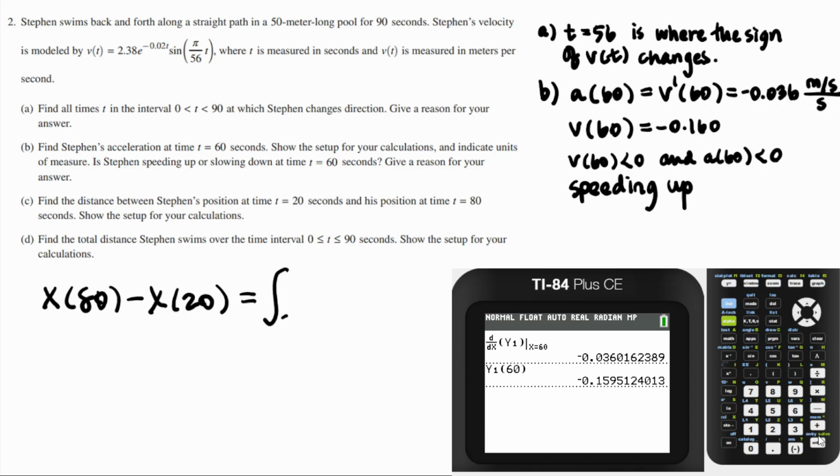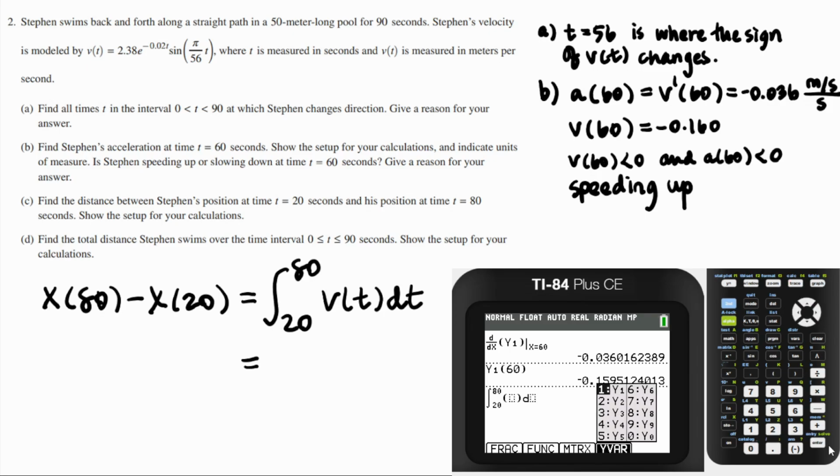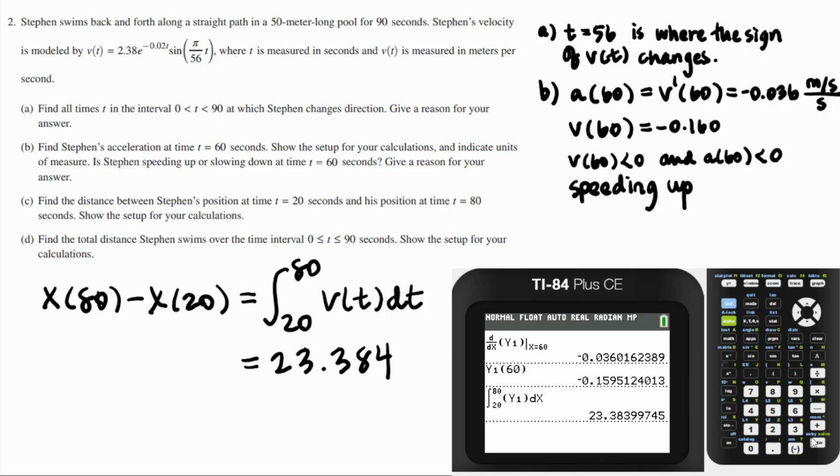So we're going to say that's just equal to the integral from 20 to 80, no, not 20 to 280, 20 to 80, of v of t dt. That's the change in position. So I'm going to just run that integral on the calculator. So ask for math 9 from 20 up to 80 on y1 dx. And we got 23.384. And that will be the distance between Stephen's position at 20 and position at 80. All right. And then that was part C.